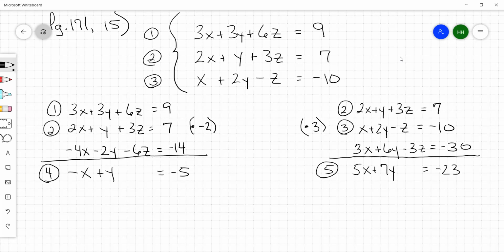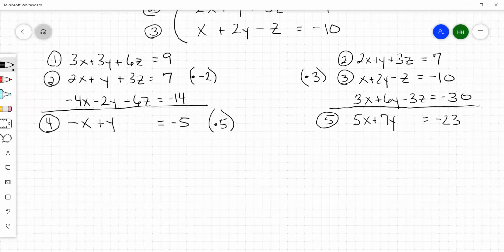I'm looking at them and I see something that's already negative and something that's already positive. All right, the negative x and the positive 5x. So that means if I multiply equation 4 by 5, I will have a negative 5x in equation 4 and a positive 5x in equation 5. And I will eliminate the x's. So when I do this, negative x times 5 is negative 5x plus 5y equals negative 25. Here's my new number 4.